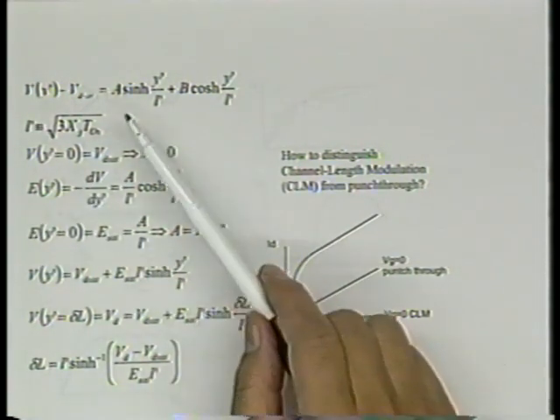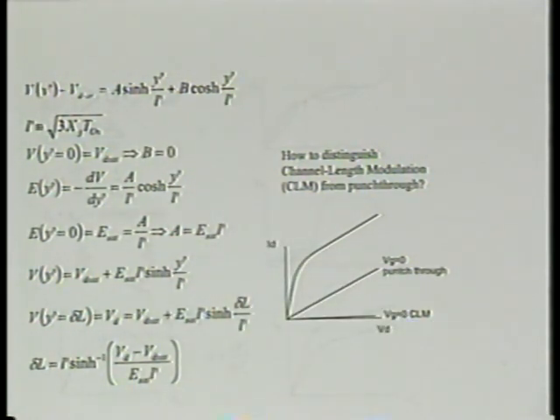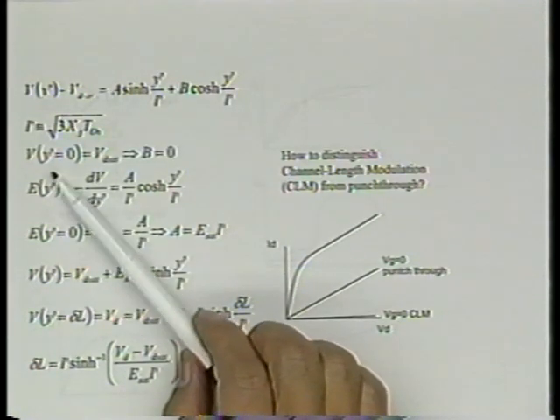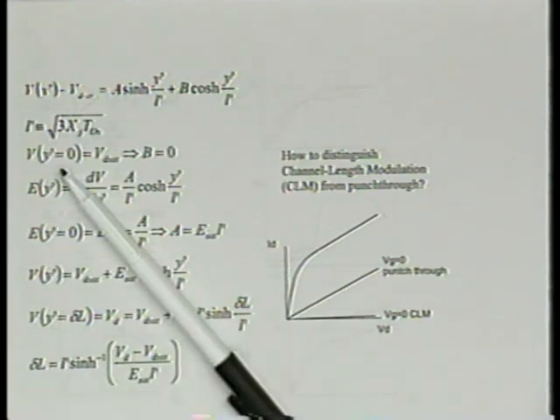Now we're going to determine A and B by applying the boundary conditions. First boundary condition, y prime equal to 0. I don't have a sketch of the geometry here for you. I hope you remember now. Y prime equal to 0 corresponds to what point in this problem? Beginning of the pinch-off region. Great. And if you said beginning of the velocity saturation region, you get an extra point, right? So the beginning of the velocity saturation region, all right, is y prime equal to 0.